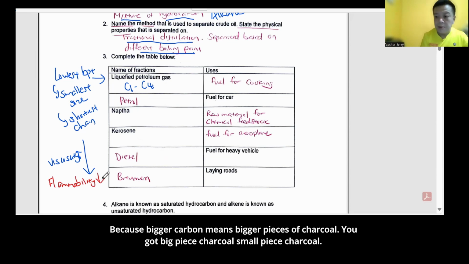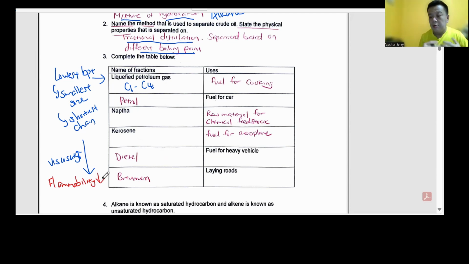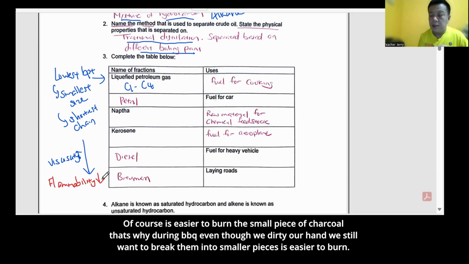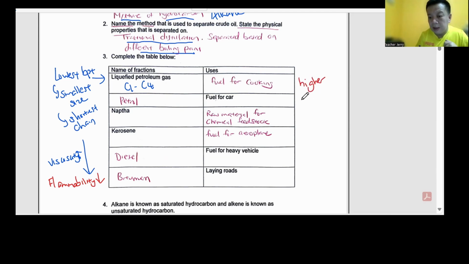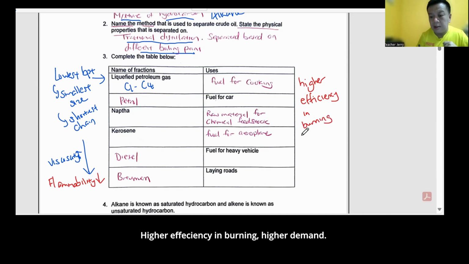because bigger carbon means a bigger piece of charcoal. You've got a big piece of charcoal and a small piece of charcoal. Of course, it's easier to burn a small piece of charcoal. That's why during a barbecue, even though it may dirty your hand, we will still want to break them into smaller pieces. It's easier to burn. That also means petrol, as compared to diesel, at the top here, has higher efficiency for burning because it's easy to burn. Higher efficiency in burning, therefore higher demand.